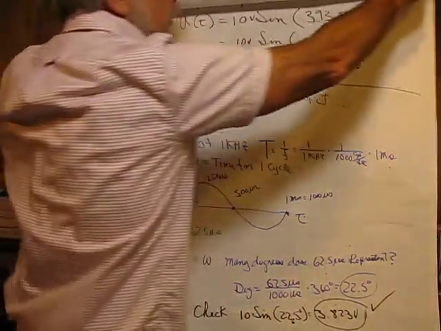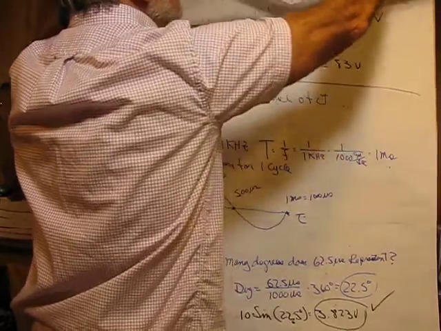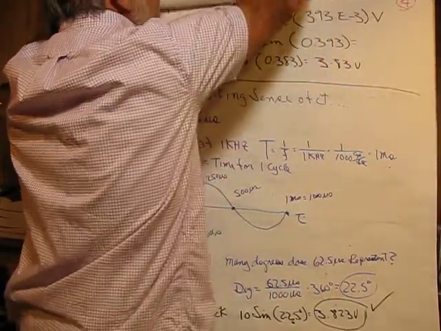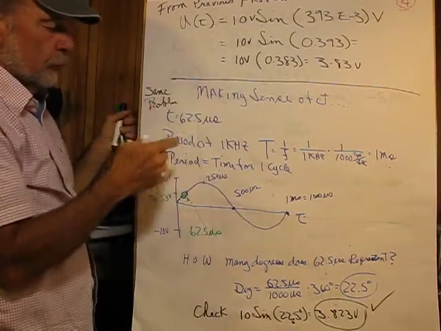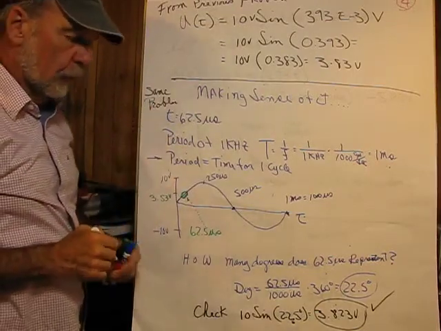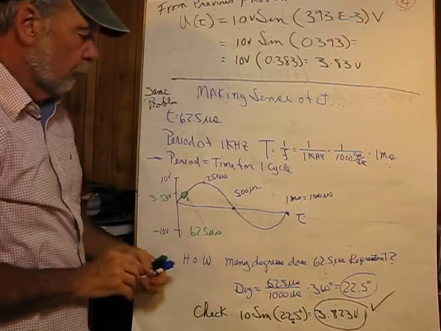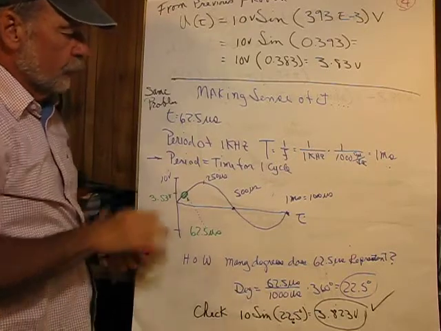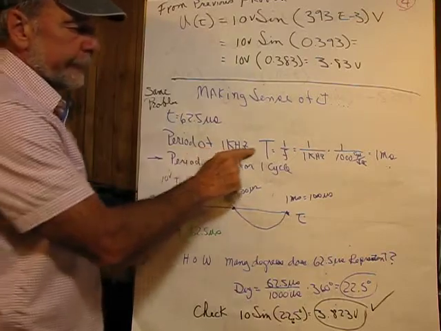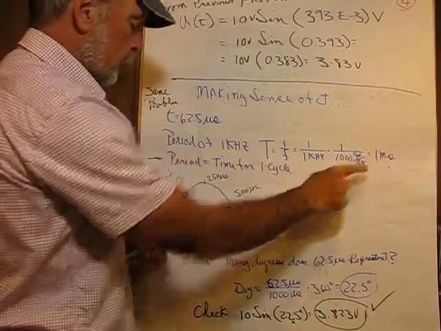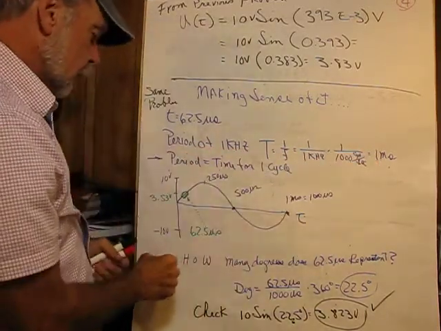Alright, let's see if we can make a little sense of it here. So this is the same problem. I'm just going to explain it in a different way, which I hope will be a little bit more helpful. T, again, is 62.5 microseconds, and the period of the sine wave, again, is 1 millisecond.